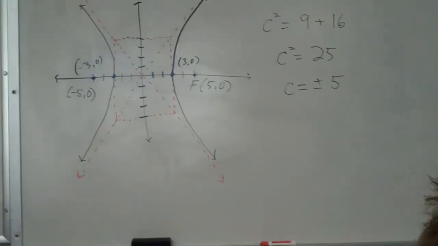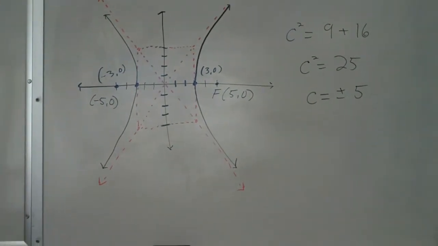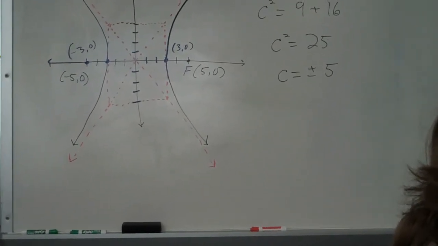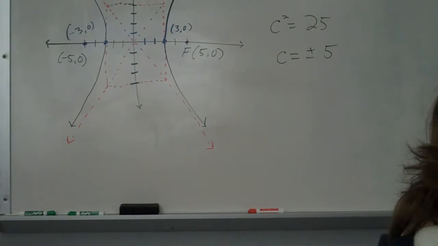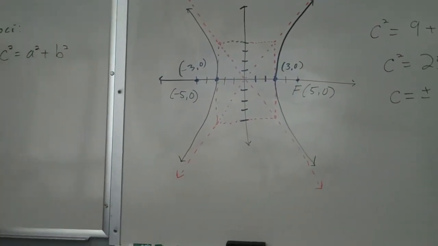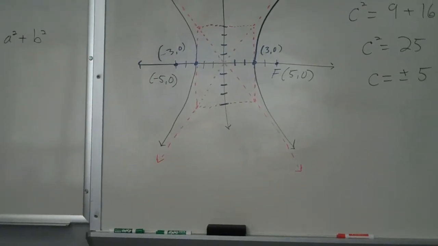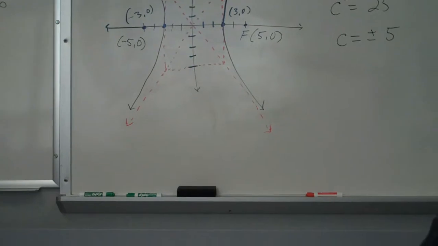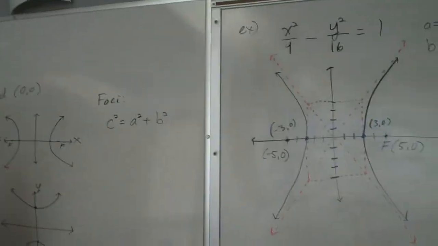Yes? Are foci always in an ordered pair that has 0 in it? No, well, if it's centered at the origin, yes. Once we move off the origin, then no. Let's say this is not the origin, then how do we know? They're the same 5 distance from the center. But what would the other term be that would have been 0?